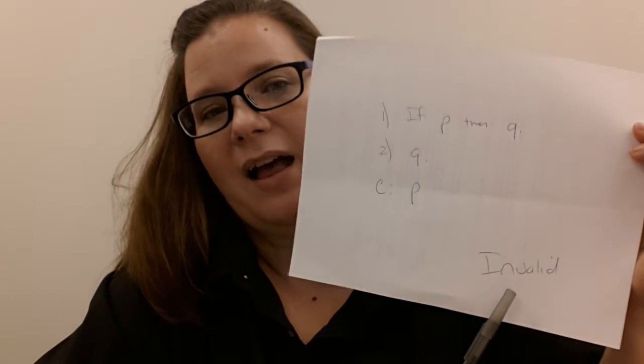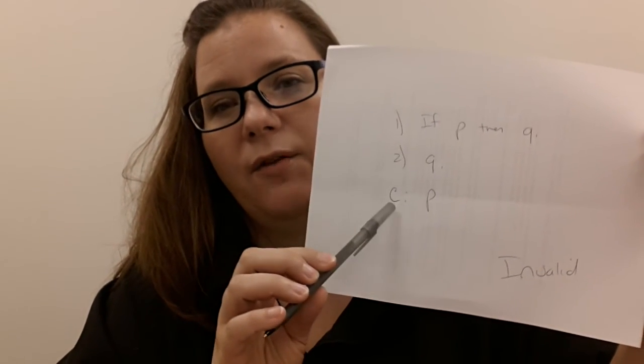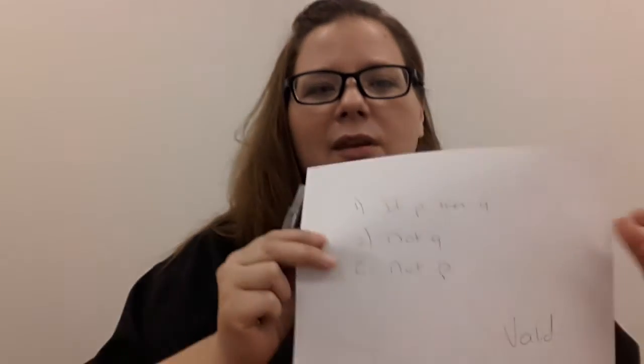So, if P, then Q. If Maria walks to work, then she's late. Premise 2, Maria is late. Being late does not prove that she walked to work, so this is an invalid structure. Because you can have true premises and a false conclusion. All right.